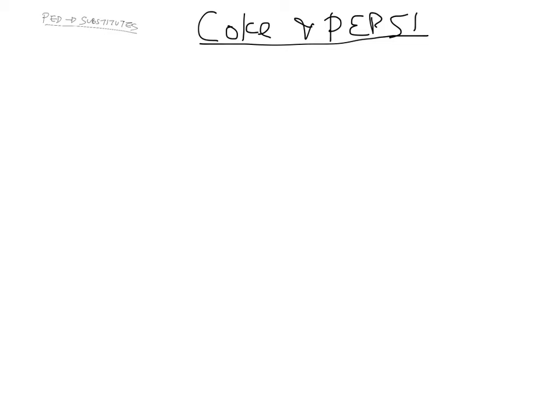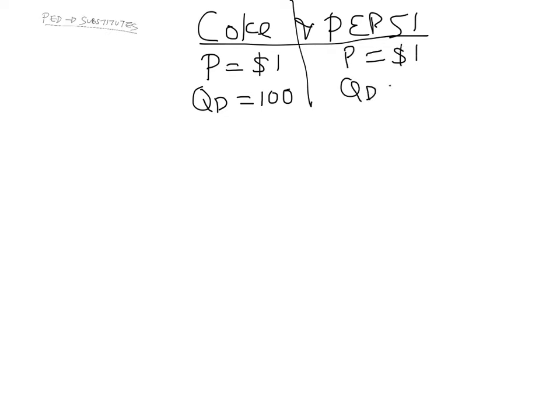Okay, let's say we start at the following situation. Coke is $1, and at $1 the quantity demanded is 100 units of Coke. And for Pepsi, also $1, quantity demanded also 100 units. So this is our starting point.